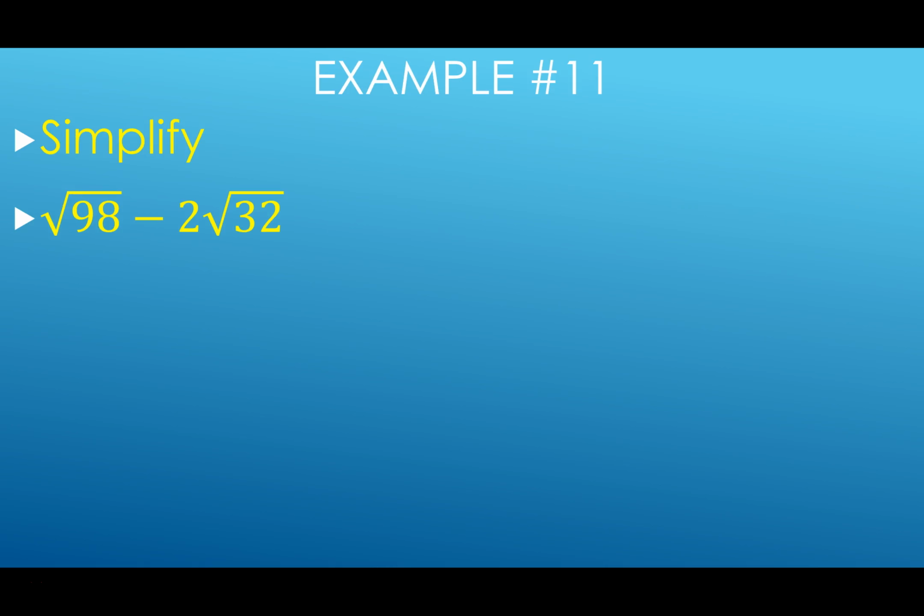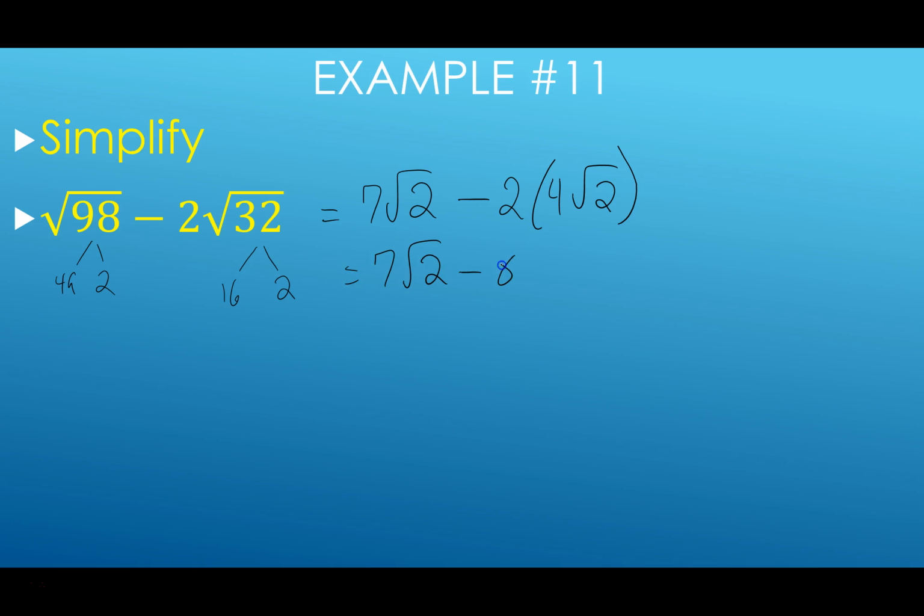So for both of these, we have to simplify the radical first. So the square root of 98, well, 98 is 49 times 2. So this will be 7 square root of 2 minus 32 is 16 and 2. So it'll be 4 radical 2 for the square root of 32. Don't lose the 2 on the outside, that outside coefficient. Because then it becomes 7 radical 2 minus 8 radical 2, which is just then negative radical 2.